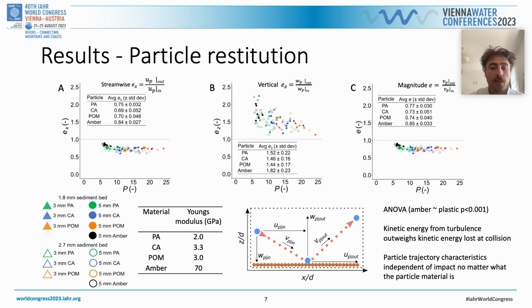Nonetheless, the differences we find in restitution between microplastics and sediments are observed to have no effect on the saltation characteristics of the particles, as seen from the previous slides in terms of the saltation length, the saltation height, the saltation velocity, the saltation collision inwards and outwards angles. And this is because the kinetic energy from turbulence in the flow outweighs the energy that is lost at collision. Therefore, this leaves the particle trajectory characteristics independent of impact.